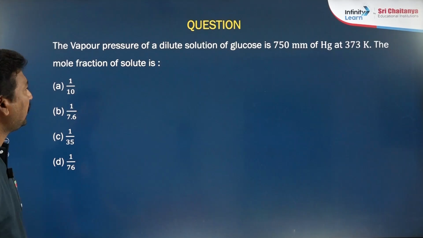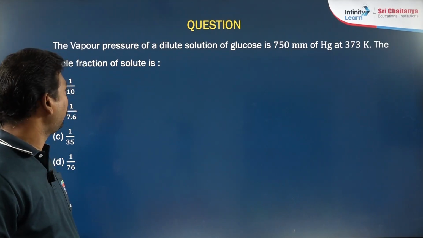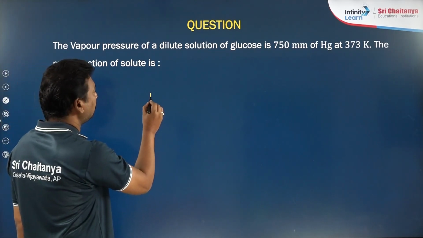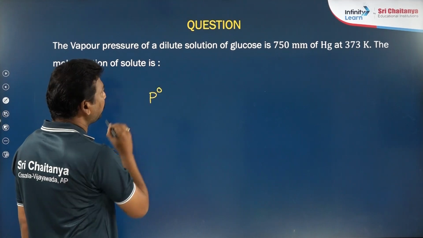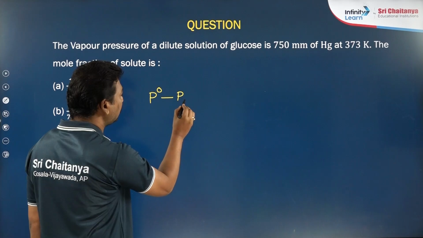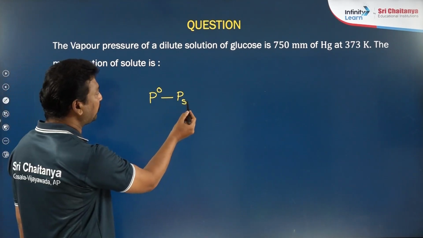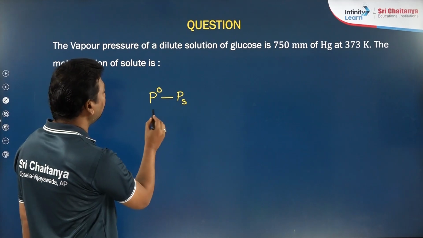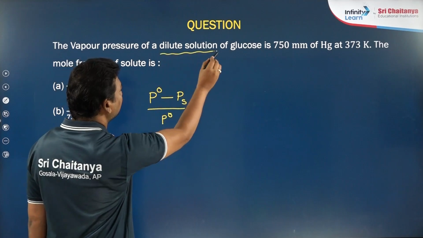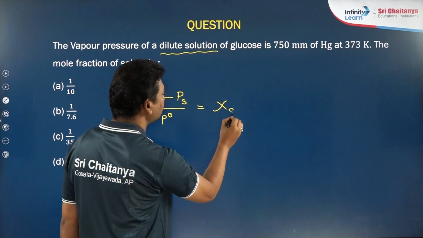The vapor pressure of a dilute solution of glucose is 750 mm of mercury at 373 Kelvin. The mole fraction of the solute is, this is the RLVP model, my dear students. What is RLVP? Relative lowering in vapor pressure. The vapor pressure of the pure solvent is always higher than that of the solution containing a non-volatile solute. Higher vapor pressure minus lower vapor pressure, the lowering in vapor pressure by P naught, for dilute solutions, is equal to the mole fraction of the solute.